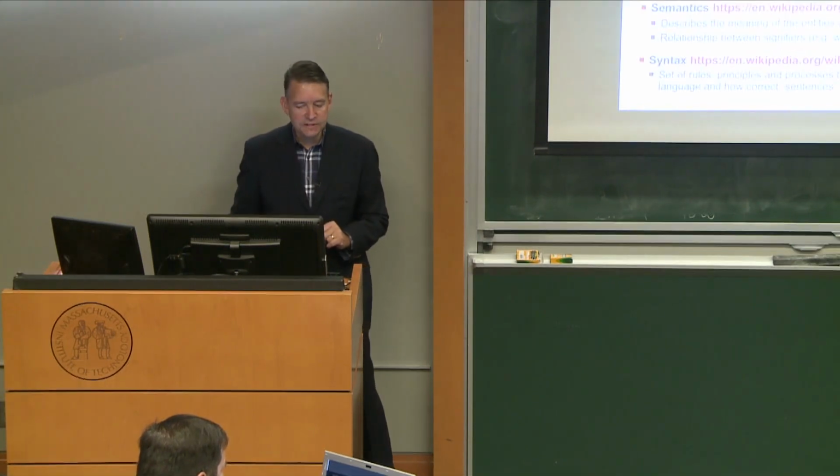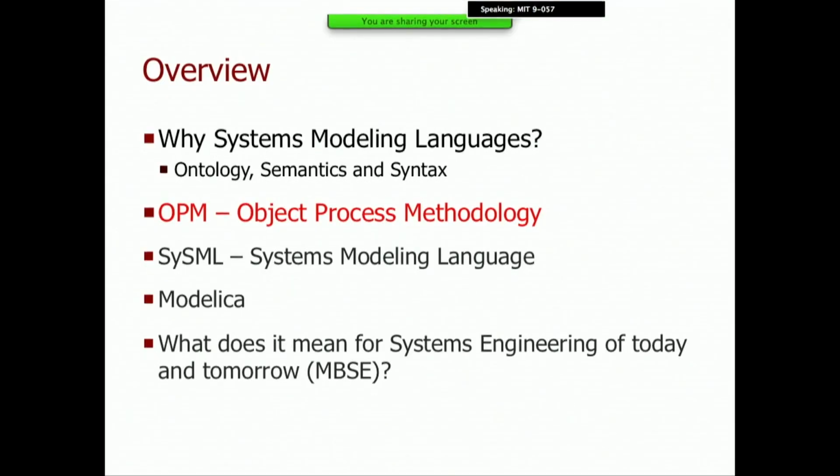So any questions about this before we move into our first language? We're going to give 3 examples of system modeling languages, and you'll see the similarities and differences. But as you see these languages, keep in mind they all have ontology, semantics, and syntax. Any questions about that?